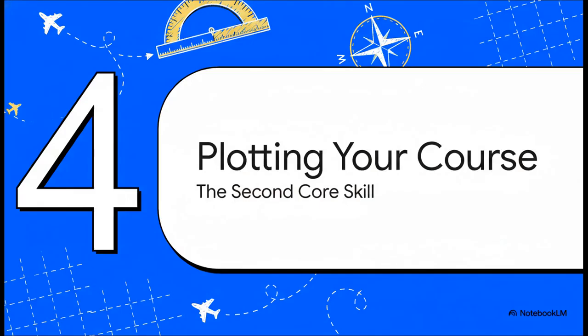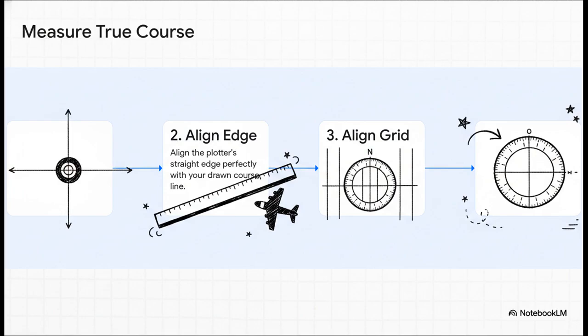All right, you've got distance down. Let's move on to the slightly trickier part, finding your direction. This is where that protractor half of the tool really gets to shine. The whole game here is about one thing, alignment. First, you find a line of longitude, one of those north-south lines on the map, that crosses your flight path. You put the little hole in the center of the protractor, the grommet, right on that intersection. Then, you make sure the plotter's straight edge is perfectly lined up with your course line. And finally, you twist the protractor so its grid lines are running perfectly parallel with the map's longitude lines.